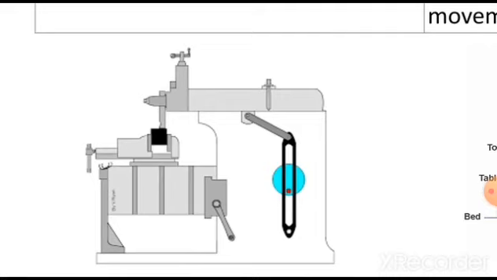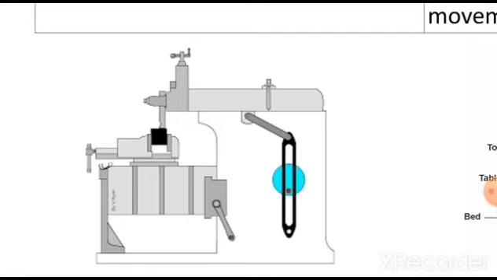So the cutting action is performed only during the forward stroke, and no cutting action is performed during the reverse stroke. So the reverse stroke is an idle stroke. We have to minimize the time for the idle stroke, and that can be done with the help of a quick return motion mechanism. As there is no cutting during the reverse stroke, we have to complete that stroke in the least possible time, and that can be done with the help of a quick return motion mechanism.